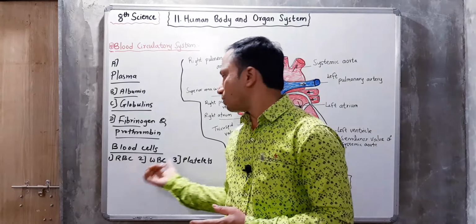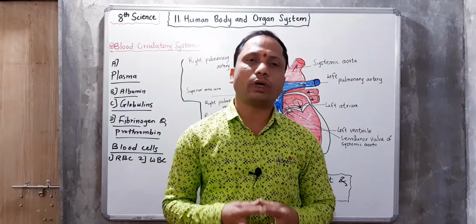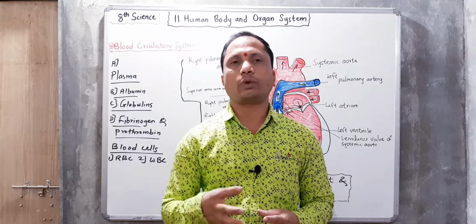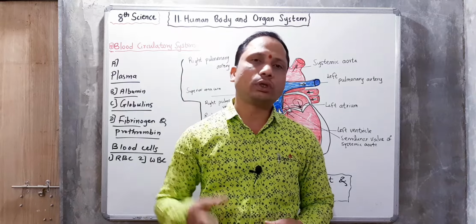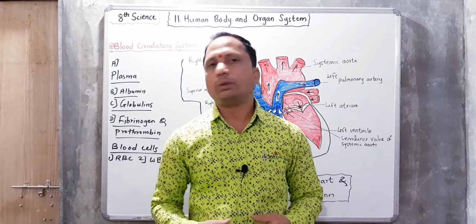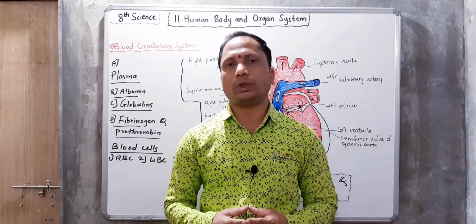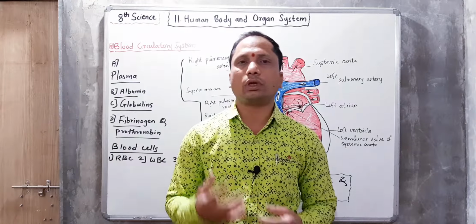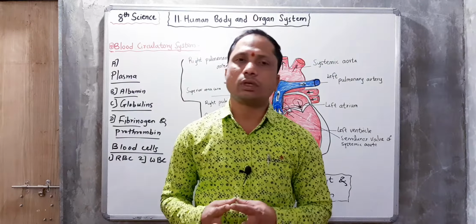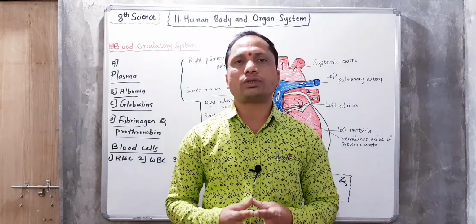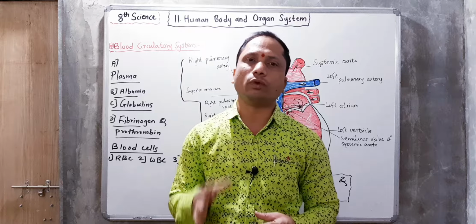And the last one is platelets. 2.5 to 4 lakh platelets are present per cubic millimeter of the blood. These platelets help in the clotting of blood whenever there are wounds or injuries due to different types of accidents. At that time these platelets help the clotting of the blood and stop the flow of blood from the body.